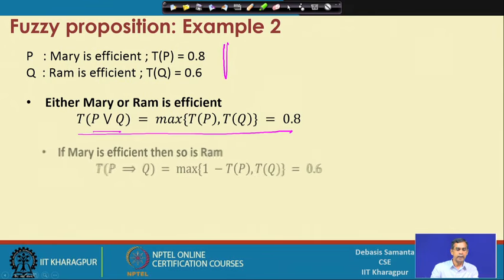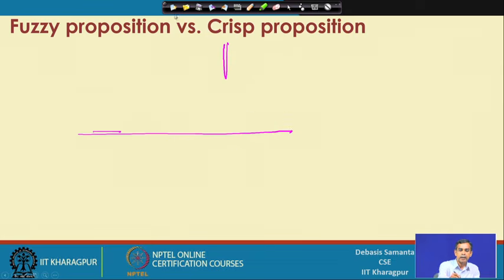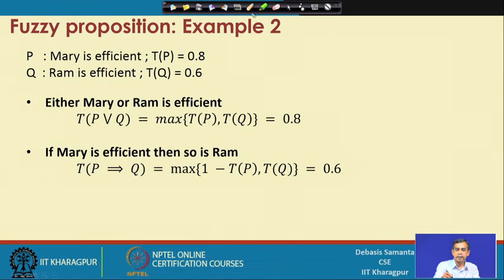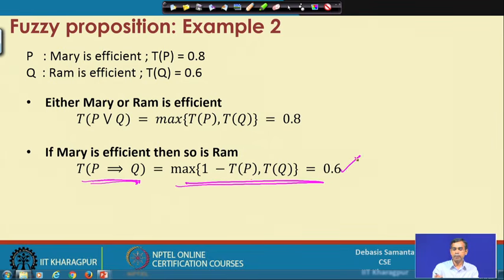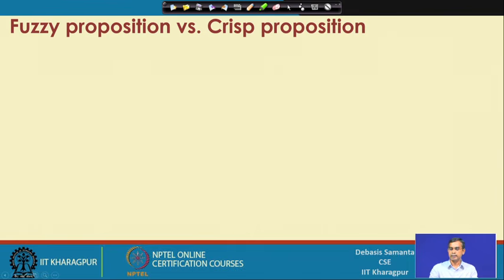Another example is here: if Mary is efficient then so is RAM. The operation applicable to this fuzzy set is represented here. We can represent this as: if P is true then Q, which is an implication. The truth value of P implies Q can be obtained using the expression 1 minus Tp and Tq, and this value is 0.6. That means, if Mary is efficient then so is RAM is another proposition with this truth value. So, using some propositions we can obtain other propositions by applying the operations of the multivalued logic that we have discussed.